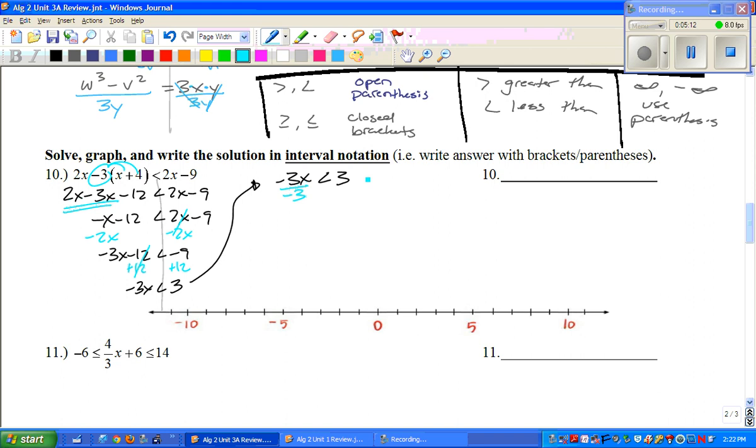Now, to get the x by itself, we need to divide. And you're dividing by a negative. When you multiply or divide by a negative, flip the sign, okay? And there we go.